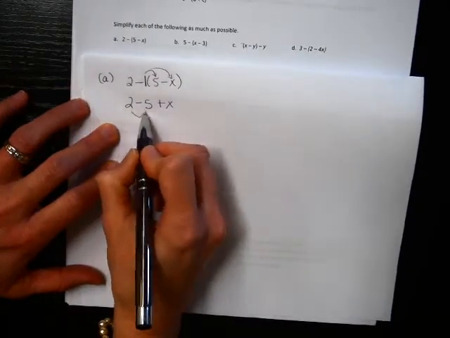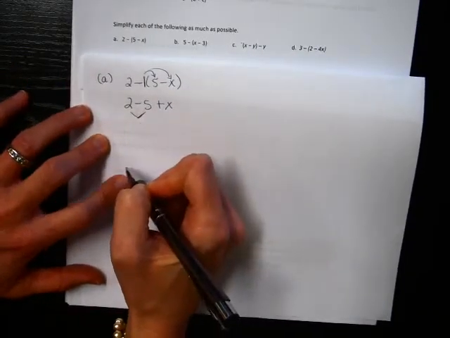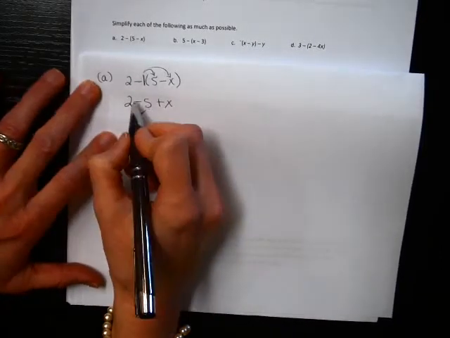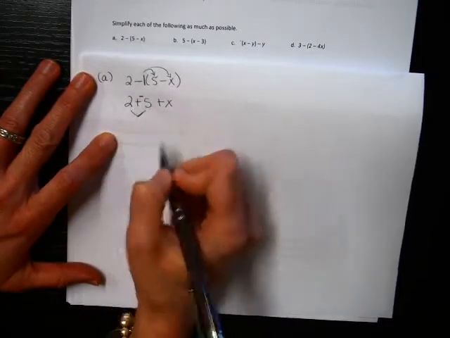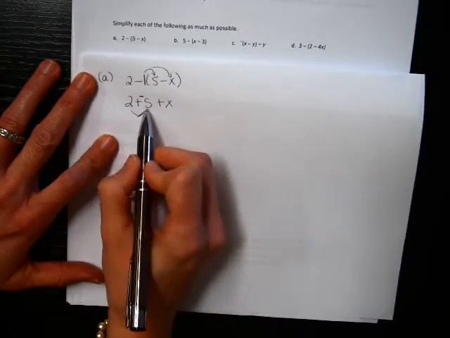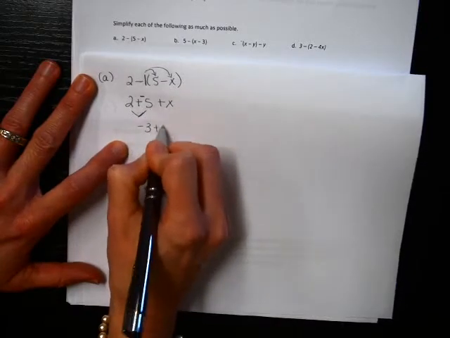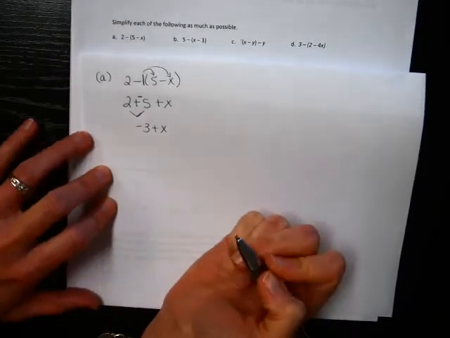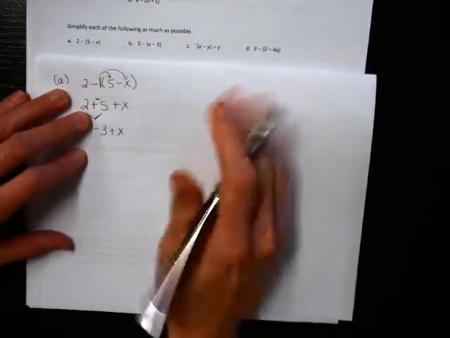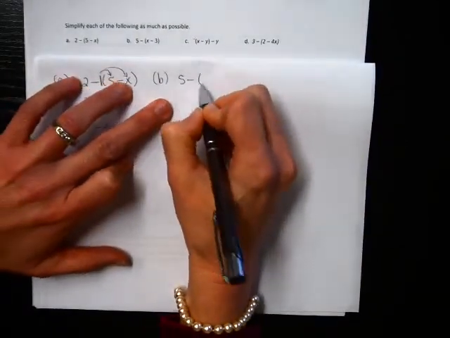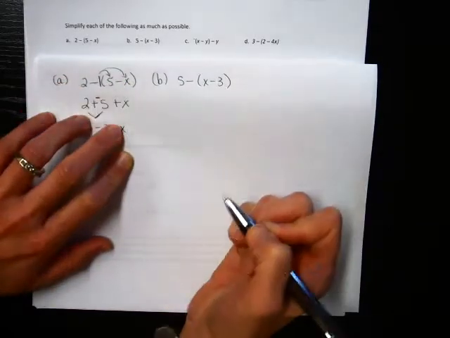And I need to combine my like terms here in the front to simplify this as much as possible. So 2 minus 5, remember, is the same thing as 2 plus a negative 5. Signs are different, so I'm going to subtract and keep the sign of the higher number. So negative 3 plus x would be my final answer. Okay, moving on to B. I have 5 minus parentheses x minus 3.